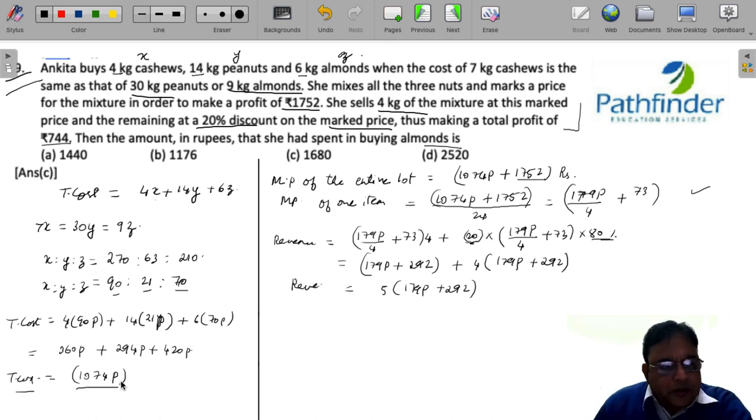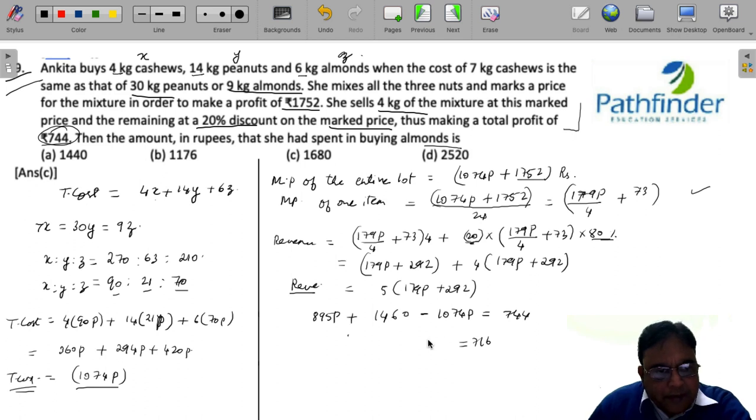And this minus the cost gives you a profit of 744. So I can simply say revenue minus total cost as profit. So 895p plus 1460 minus 1074p is equal to 744. And now you have 1460 minus 744, 716, must be equal to 179 times p. So if you solve this for p, you will get the value of p as 4.